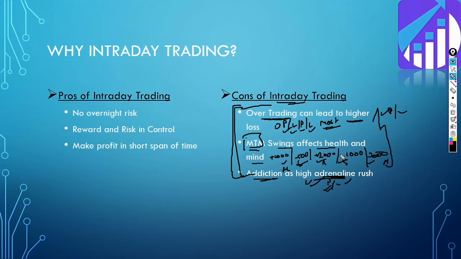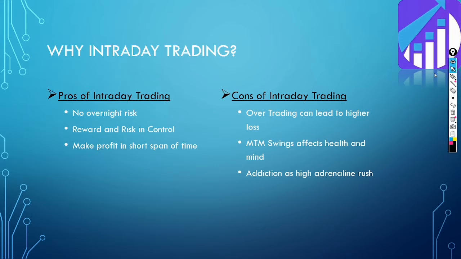Second, MTM swing, do not look at MTM. You know that you will book your loss at a particular amount. You know you will book your profit at a particular amount. Do not get excited or sad looking at anything. Be neutral. Okay, today profit, tomorrow loss can also happen. No problem. Whatever it is, it is your system you are following. If these three you control, no one can stop you from becoming a profitable intraday trader.